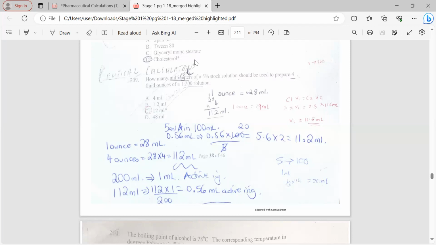So for the 4 fluid ounces, we've gotten 0.6 ml. And our stock solution is 5 ml in 100. Now what of preparing 0.6 ml? So that we find the ml of this 5% stock solution. How much of that should be used to prepare your 4 fluid ounces? 0.6 times 100 divided by 5. We get 12.